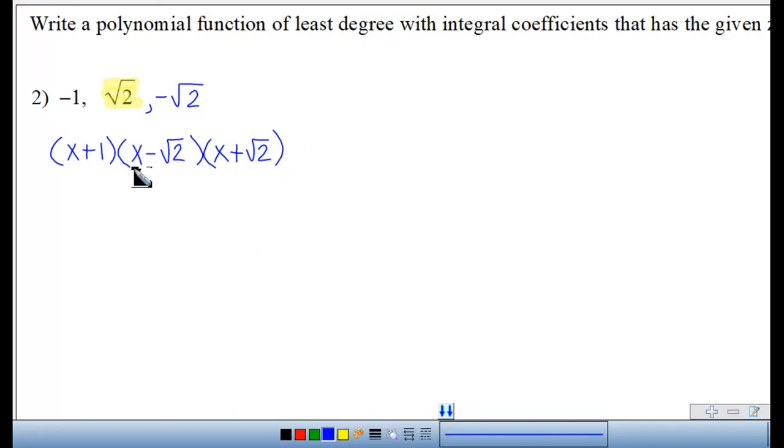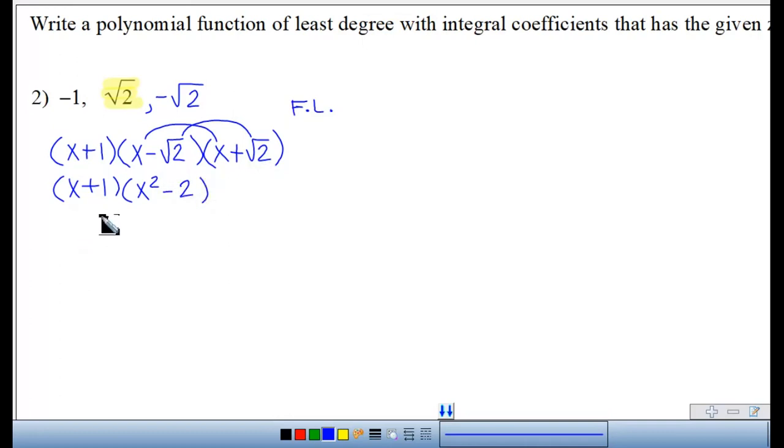Now the good thing is on these 2 parentheses, you have conjugates. And if you remember, we do not have to do all 4 steps of FOIL on a conjugate. We only have to multiply the first terms and the last terms because we know the middle 2 answers are going to cancel each other out. So I'll go ahead and do that. When I multiply the first 2 terms, x times x, I get x squared. And when I multiply the last 2 terms, negative square root of 2 times positive square root of 2, I get negative square root of 4, which is negative 2.